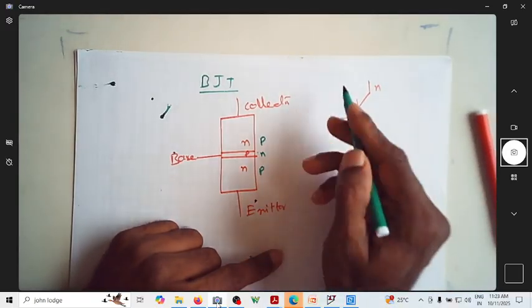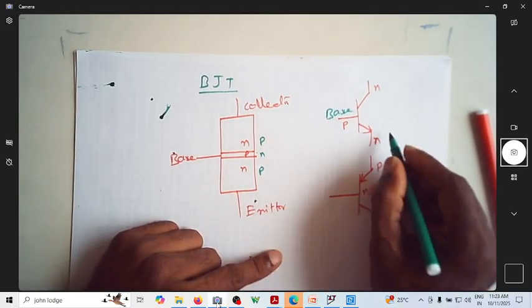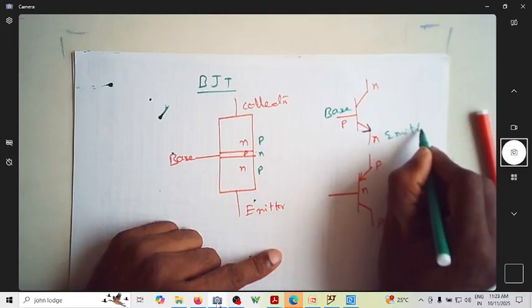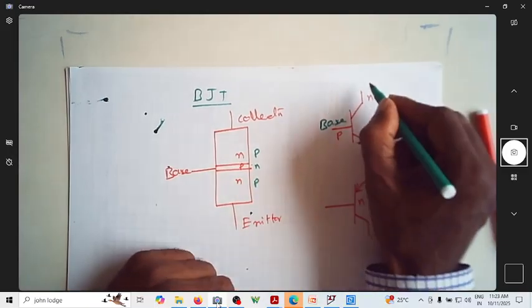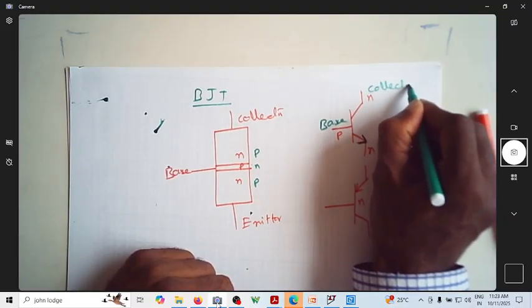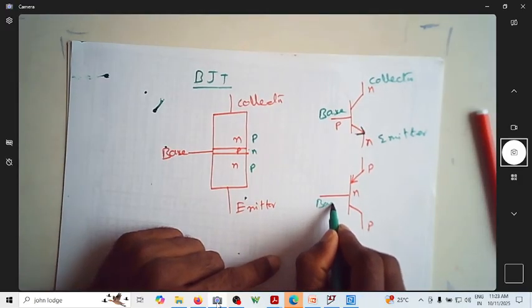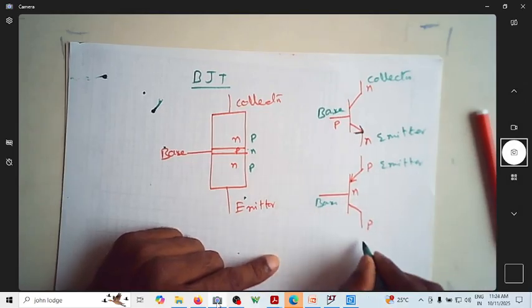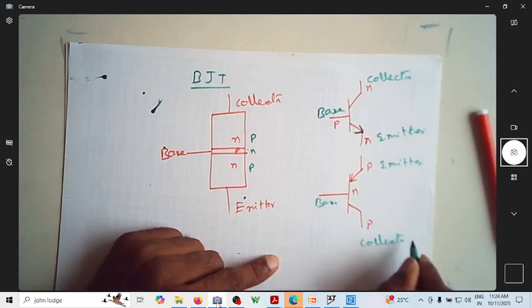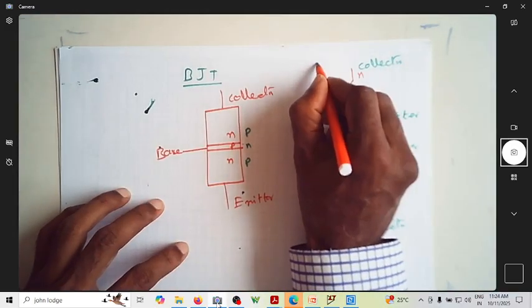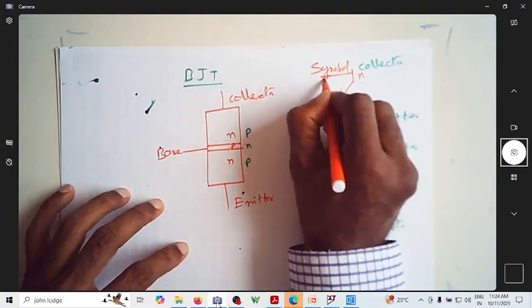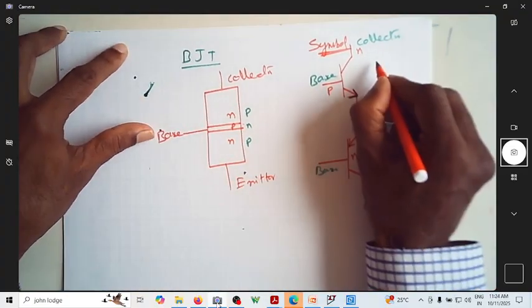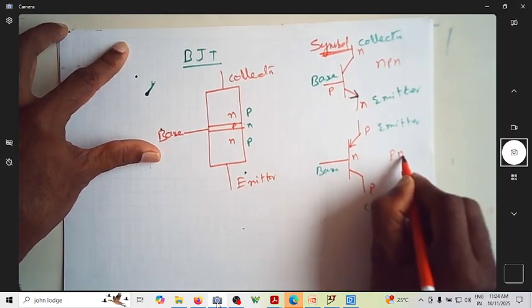This is N-type. Now this is base. Arrow mark always indicates emitter. The identification of the terminals from the symbol: this is collector. Again, this is base, this is emitter, and this is collector. So now the symbol of a BJT looks like this or this. So this is NPN transistor. This is PNP transistor.